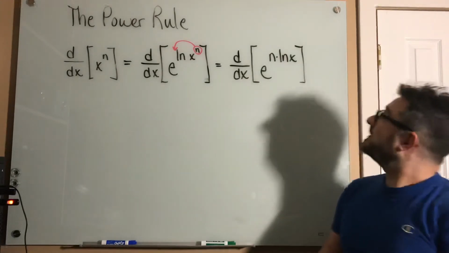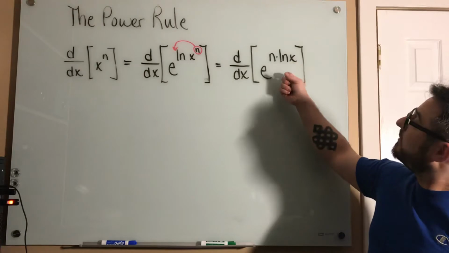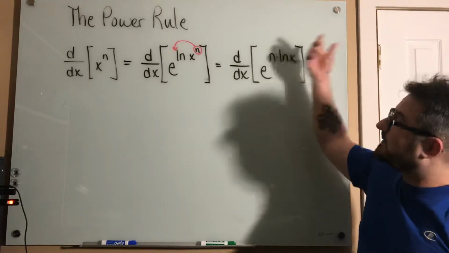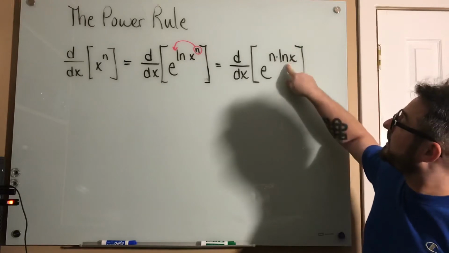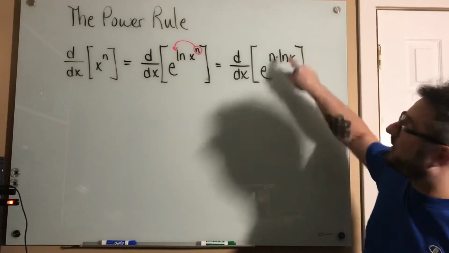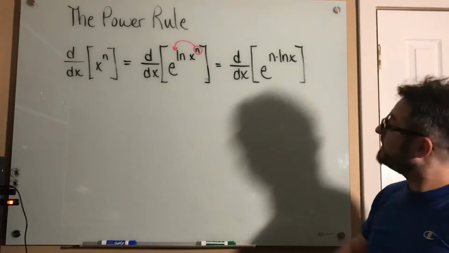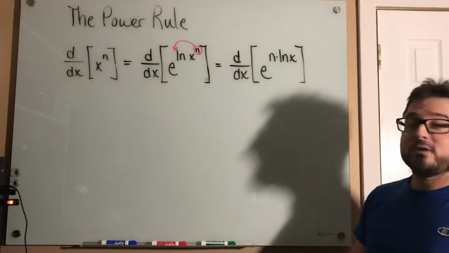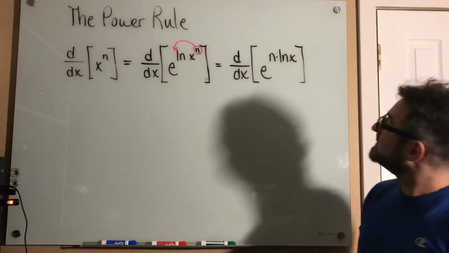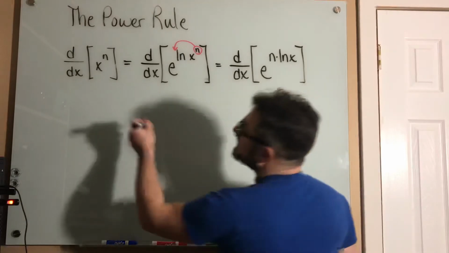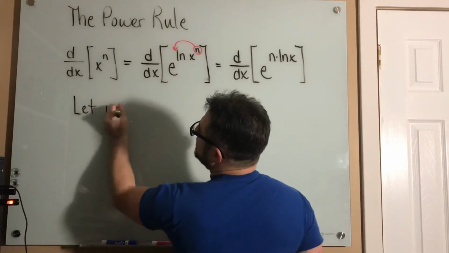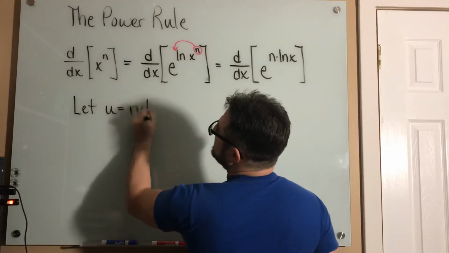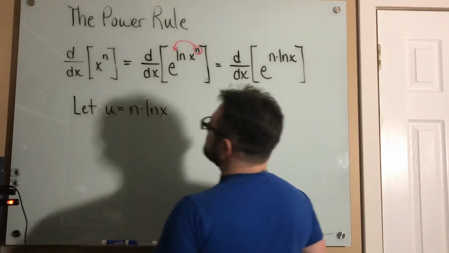So instead of a composition, with one function inside of a second inside of a third, we now have a product, which is much simpler, inside of the exponentiation. So that's going to be our inside function, the n times the ln of x. So let's apply the chain rule. Let u equal n times the natural log of x.